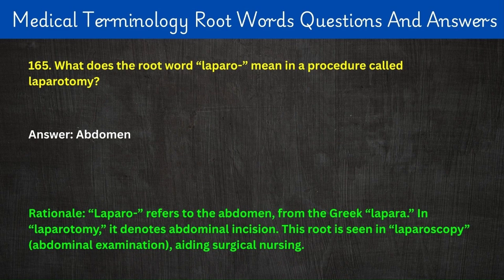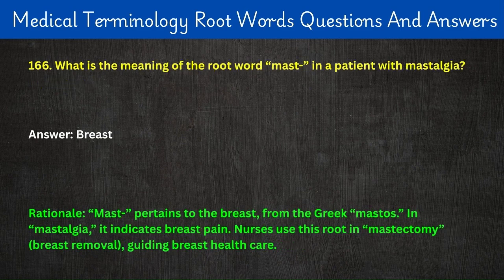165. What does the root word laparo- mean in a procedure called laparotomy? Answer: abdomen. Rationale: Laparo- refers to the abdomen, from the Greek lapara. In laparotomy, it denotes abdominal incision. This root is seen in laparoscopy, abdominal examination, aiding surgical nursing.